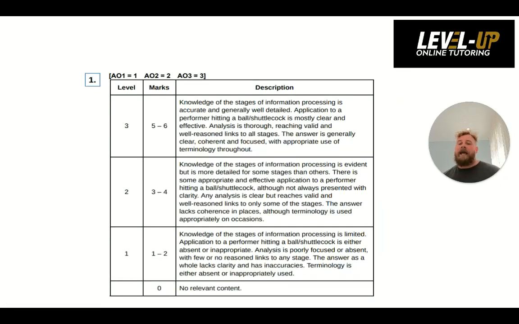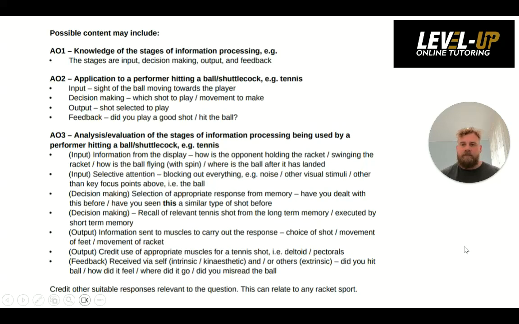So in order to look at level 3, which is our marks of 5 to 6, we would want to look at knowledge of the stages of information processing being accurate and generally well detailed. Application of a performer hitting a ball or shuttlecock is mostly clear and effective. Analysis is thorough, reaching valid and well-reasoned links to all stages. The answer is generally clear, coherent, and focused, with appropriate use of terminology throughout.